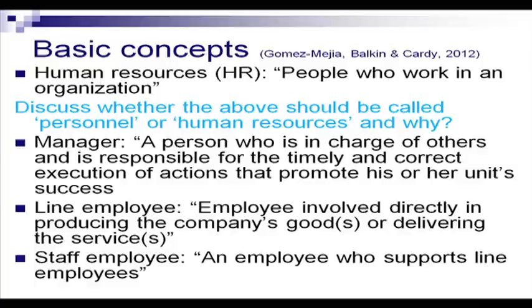So please discuss amongst yourselves whether this term should be personnel management or human resources management, because we are essentially discussing the people who work in an organization.